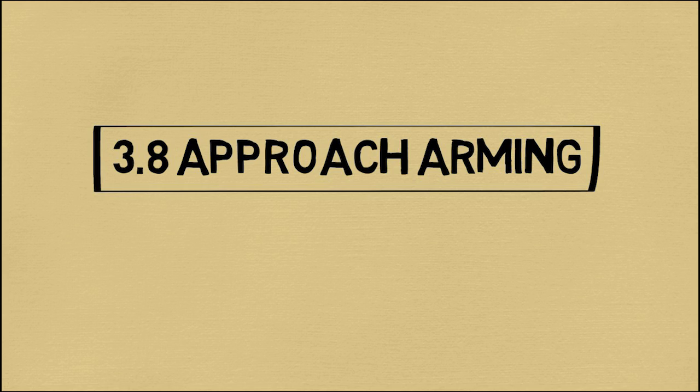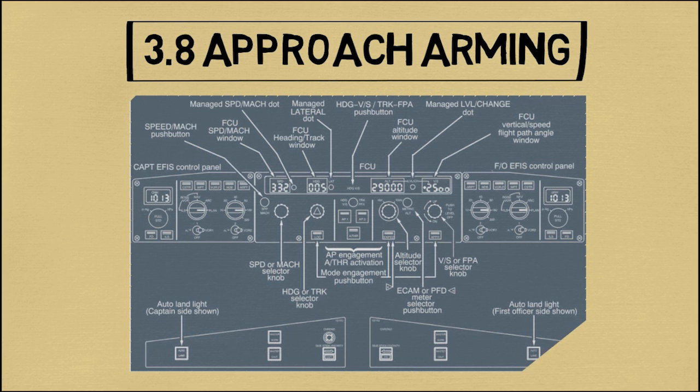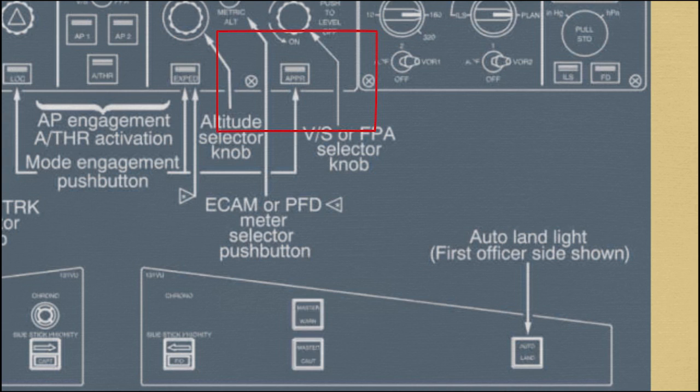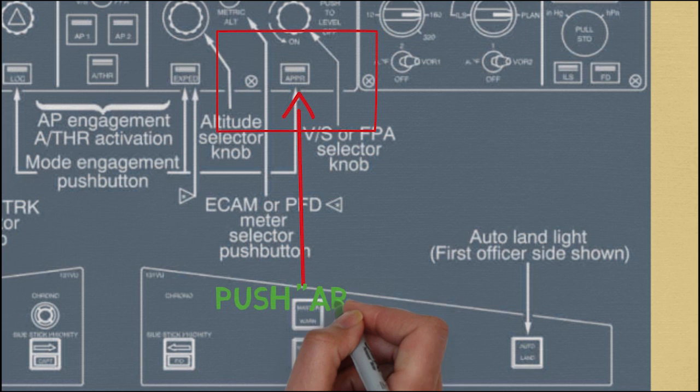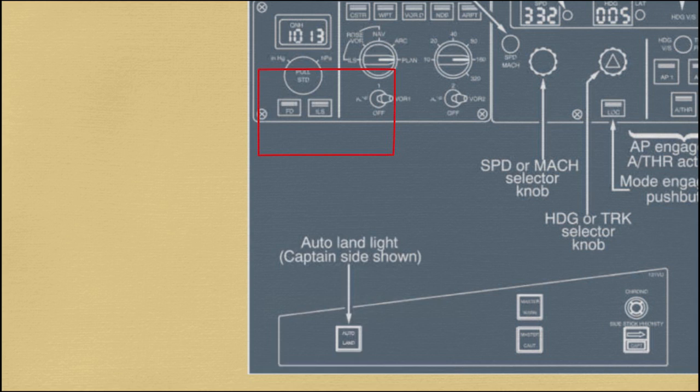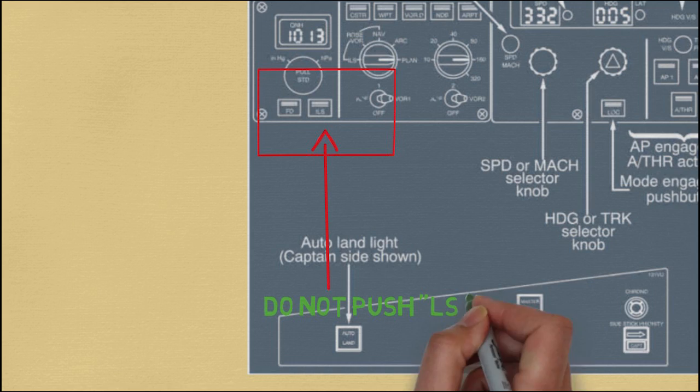Now, I know you know this, but just in case, to arm the approach, you simply press the approach push button. Just remember not to press the landing system push button, as it does not apply. In fact, if you do, the vertical deviation scale will flash as a reminder.